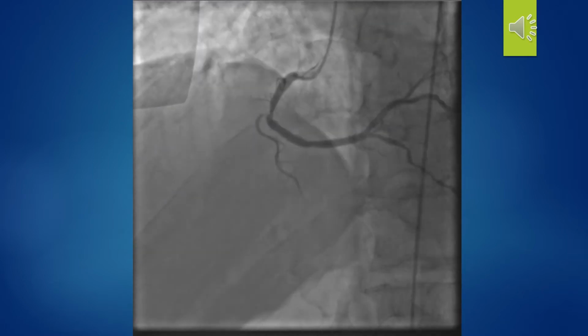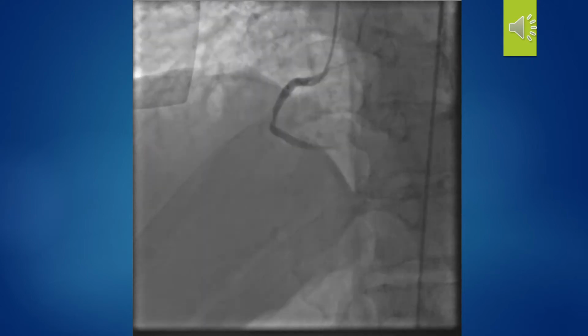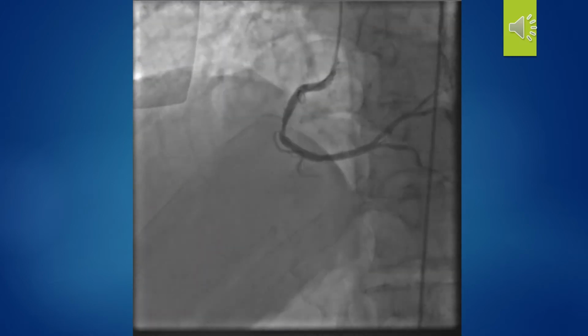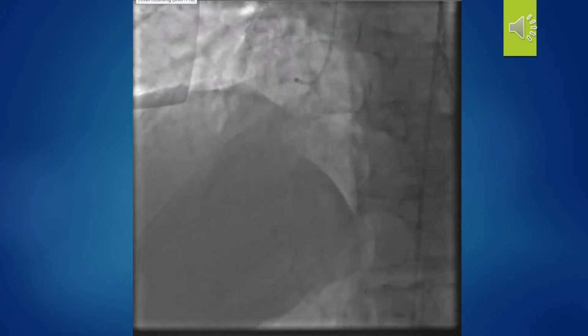We did a diagnostic cath first using a 6 French sheath in the groin. We used a 5 French JR4 catheter to engage the RCA, which showed mid RCA about 70% stenosis, and the ostial PDA and the mid PDA have disease.